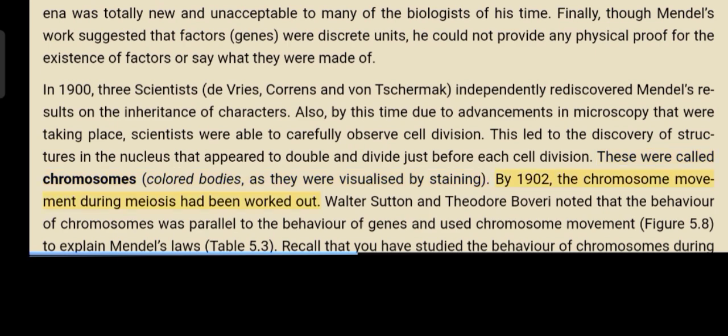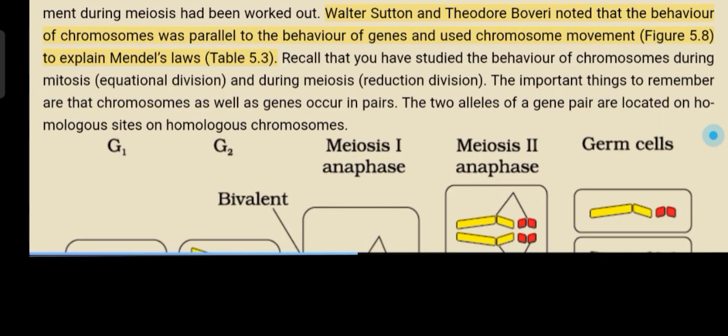By 1902, the chromosome movement during meiosis had been worked out. Walter Sutton and Theodore Boveri noted that the behavior of chromosomes was parallel to the behavior of genes and used chromosome movement (Figure 5.8) to explain Mendel's laws (Table 5.3). Recall that you have studied the behavior of chromosomes during mitosis, equational division, and during meiosis, reduction division.